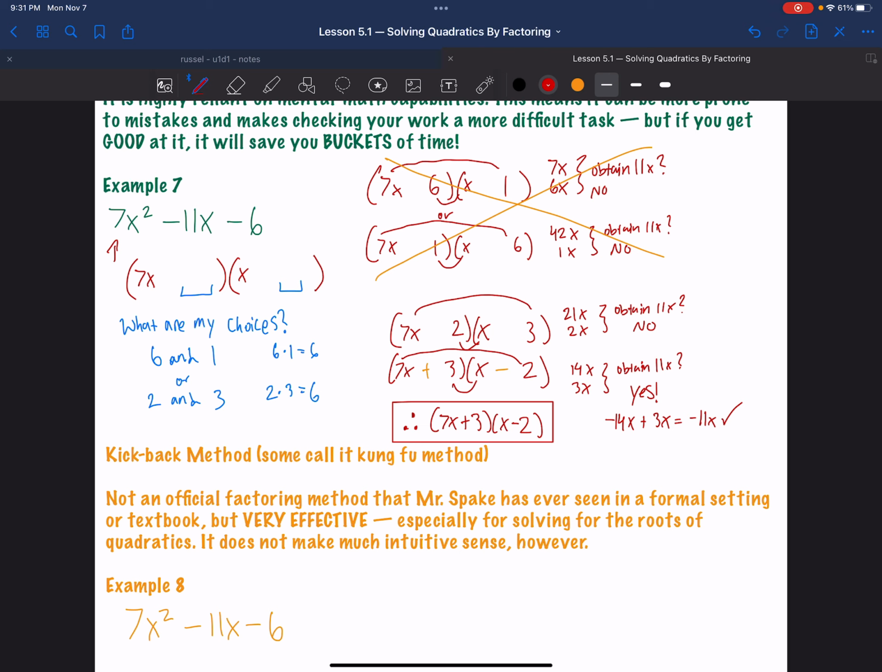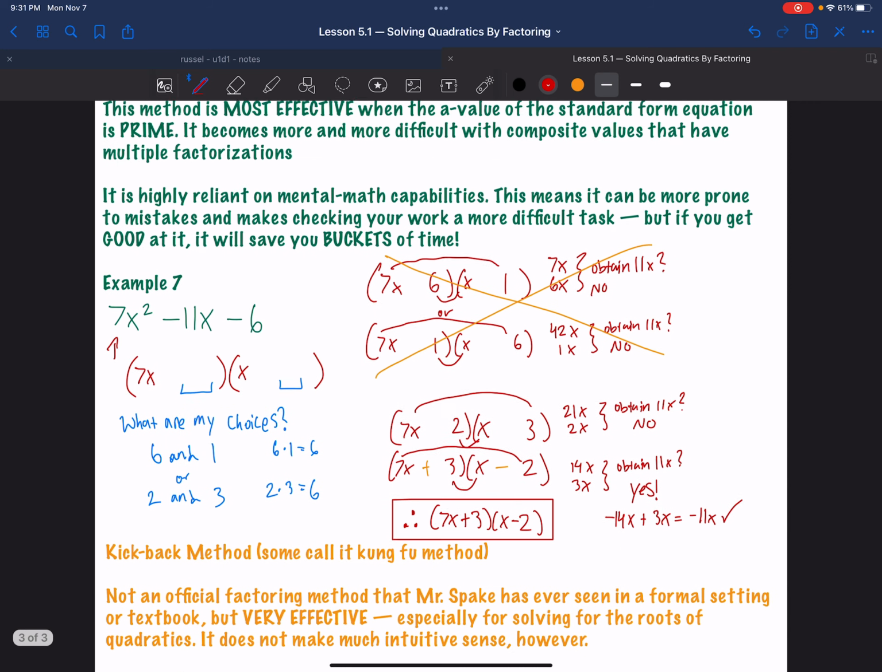When you have a 2x squared or a 3x squared or even a 5x squared, guess and check is usually going to be pretty good. I think we got a little unlucky here with the fact that 6 as a C term also has multiple factors, like 6 and 1 and 2 and 3. If the C value is prime, well, then you'd only have one pair to look at, and it'd be very, very quick. And the more you practice this, the better your mental math gets. So that's the guess and check method.